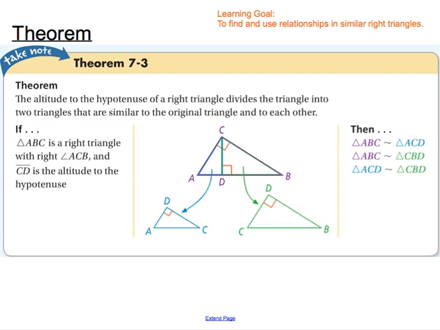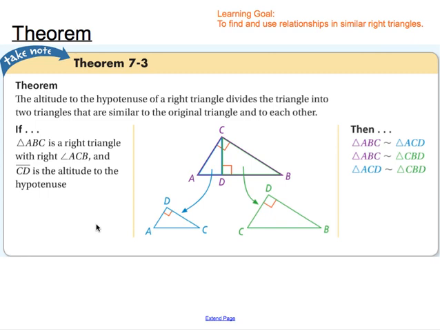So here we can see we start with triangle ABC, which here is identified in purple. Then we draw the altitude CD, and remember an altitude is a segment that connects a vertex to the opposite side at a 90-degree angle. We can see here that triangle ABC is a right triangle with right angle at angle ACB, and CD is that altitude that we just spoke about.